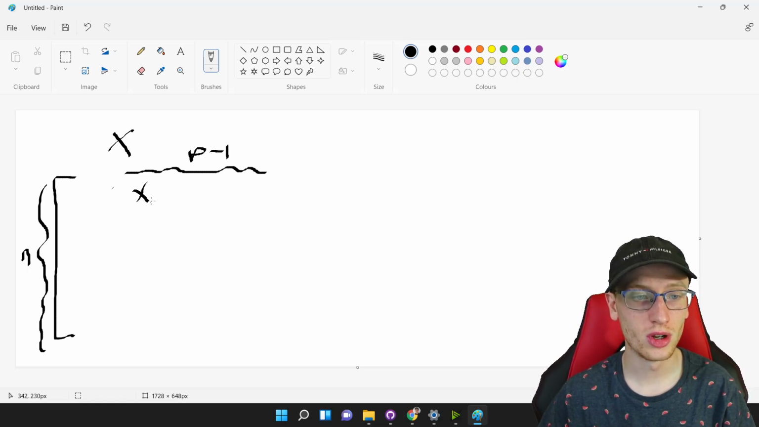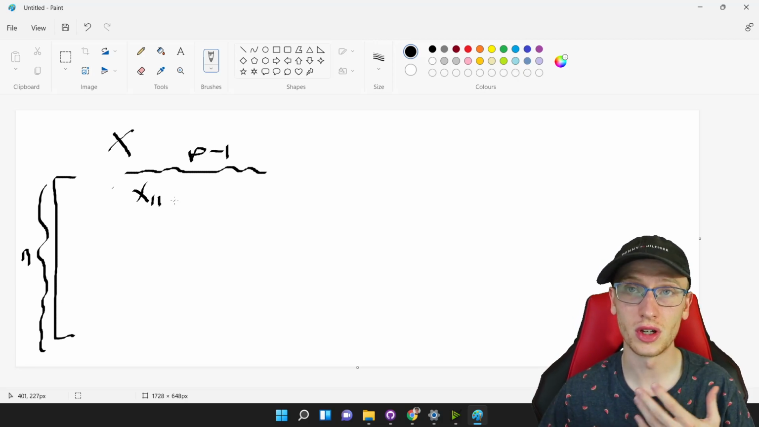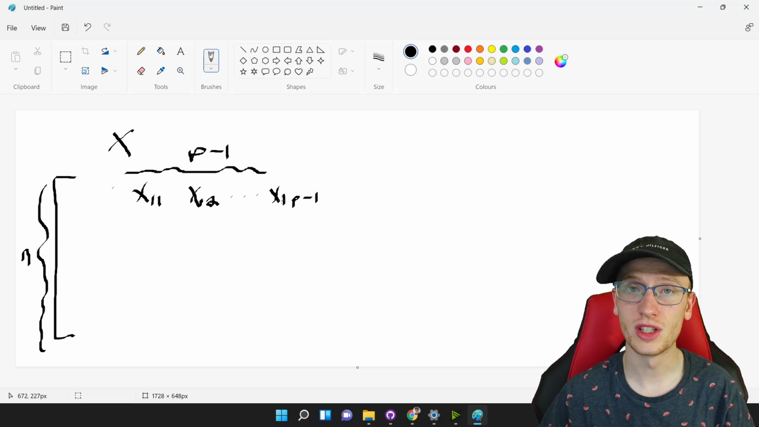So I'll write this as X1. This is the first row. The first index indicates the row, and the second one indicates the column. So this is X1, and it's going to be the first one: the first variable, the first row. This is going to be X1,2: the first row, but the second column. And this goes all the way up until X1,P minus 1. So the first index is always 1 because we're in the first row, and the second item is the column: X1,1, X1,2, X1,P minus 1.